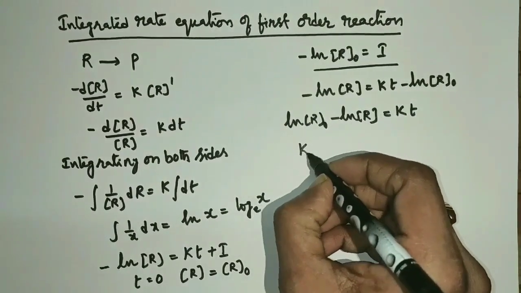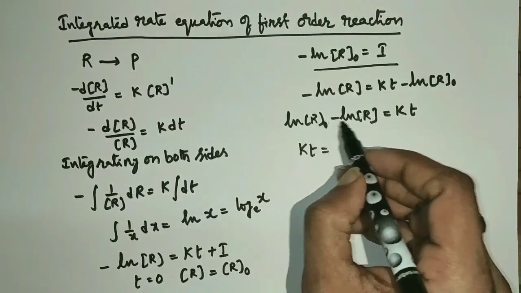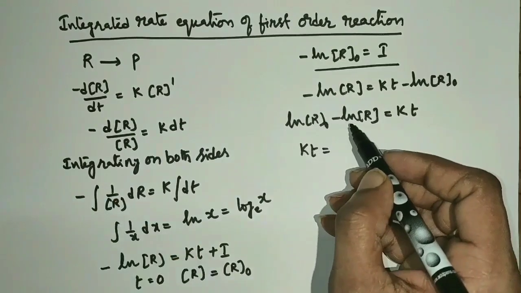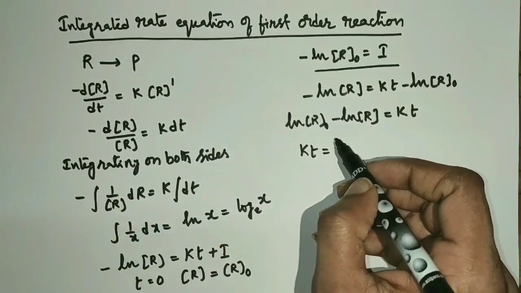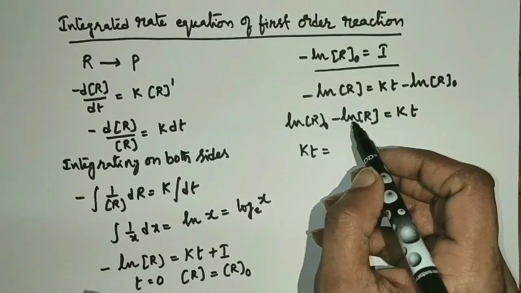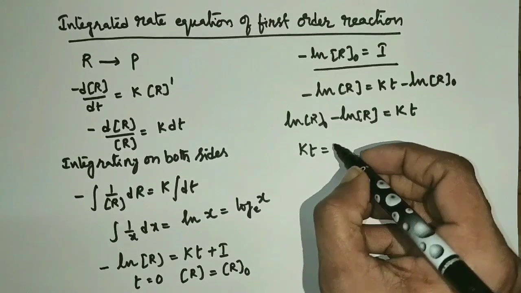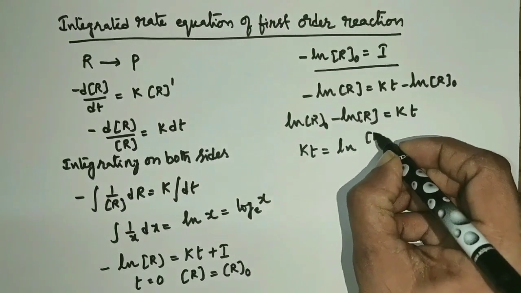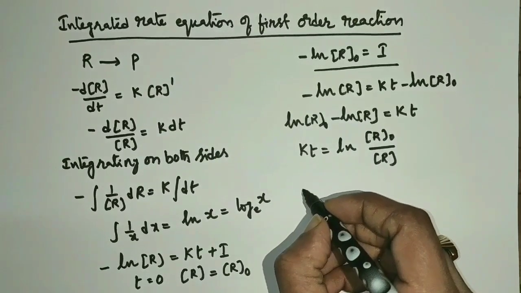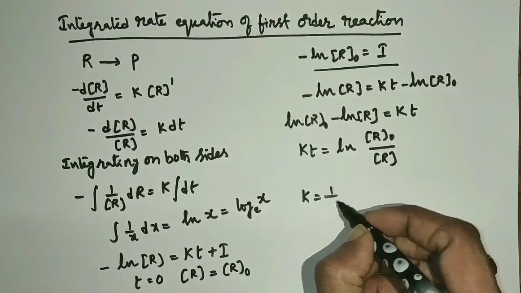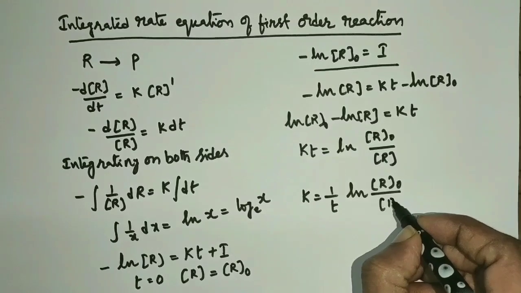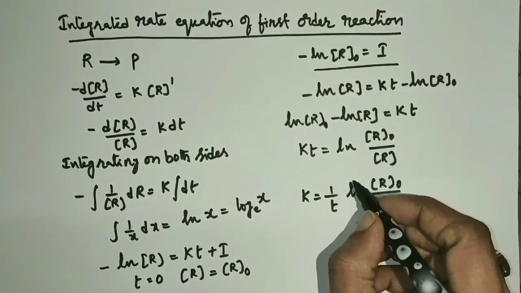So I am taking kt here. kt is equal to ln R naught minus ln R, meaning log a minus log b is equal to log a by b. In logarithms, if you have log a minus log b in this form, then it will be equal to log a by b. So ln R naught by R. So how will you get k now? k equal to 1 by t ln R naught by R. This is the natural logarithm ln.